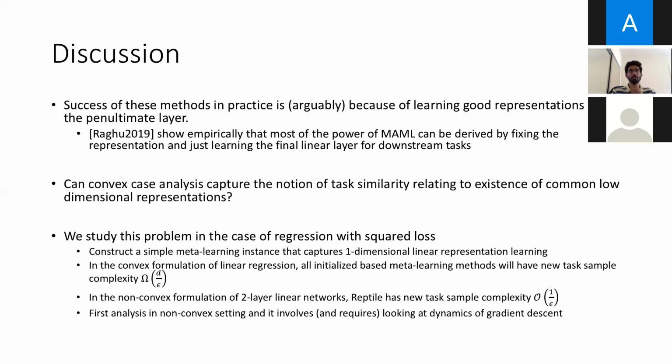In this work, this is the problem that we're studying. We construct a simple meta-learning instance that captures one-dimensional linear representation learning. In the convex formulation of linear regression, we show that no initialization-based meta-learning method can succeed, in the sense that you will always suffer a sample complexity of at least d over epsilon. However, in the non-convex but equally expressive formulation of a two-layer linear network, the Reptile procedure that I described earlier will have a new task sample complexity of just 1 over epsilon. So you lose the dependence on the dimension. As far as we know, this is the first analysis of an initialization-based method in the non-convex setting.